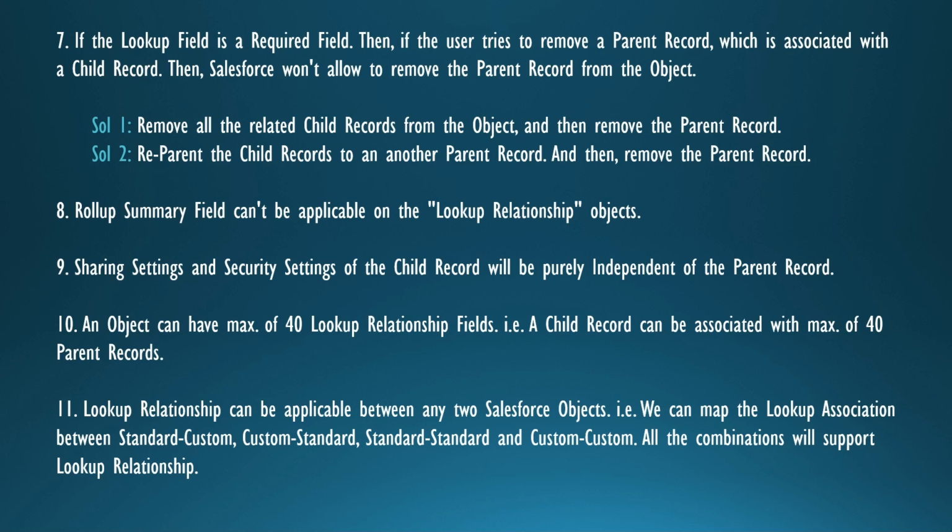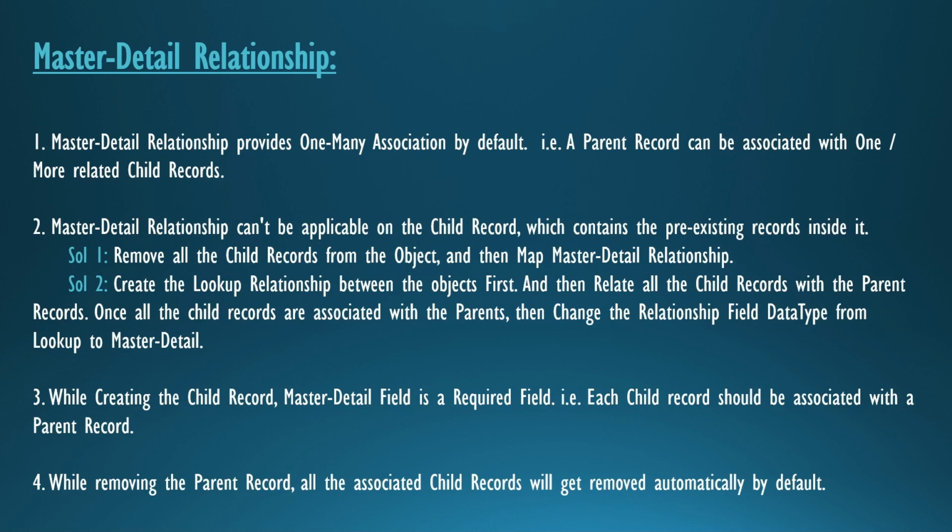Master detail relationship. Master detail relationship provides a one-many association by default. Which means, a parent record can be associated with one or more related child records. Master detail relationship can't be applicable on the child object which contains pre-existing records inside it. So how to do it? Solution 1. Remove all the child records from the object, and then map the master detail relationship.